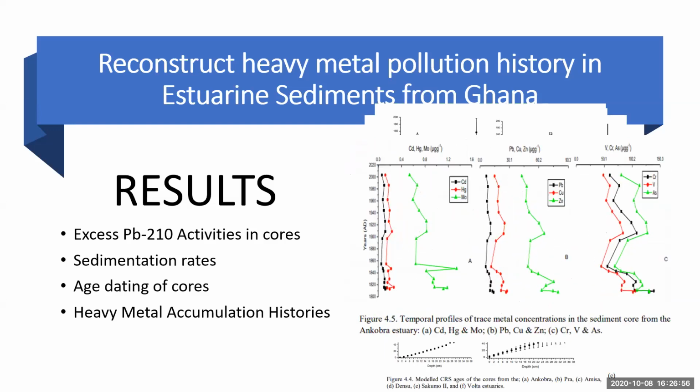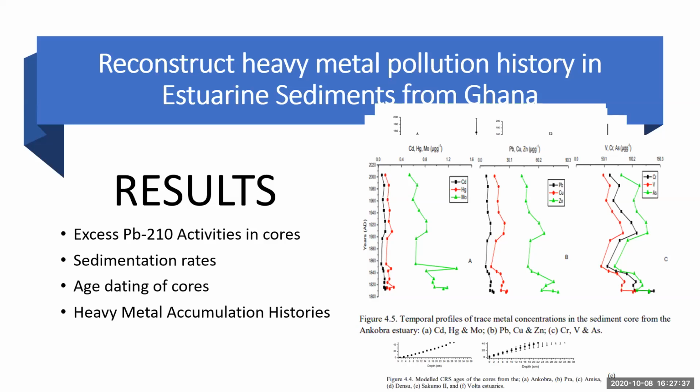So with that, we also did a geochemical analysis on the sediments. We looked at the heavy metal profiles using the ICP-MS at Moss Landing Marine Laboratories. And with that, we were able to look at the heavy metal profiles, based on the depths and the years of the various cores. So for example, for Ankobra estuary, it will be interesting to note that the levels of mercury and arsenic were very, very high.